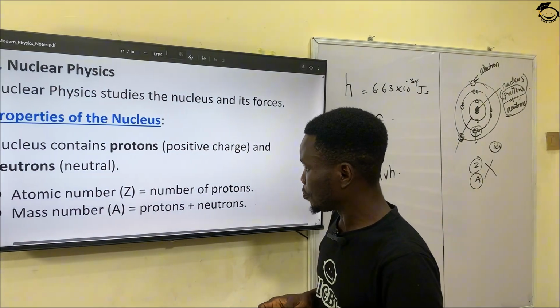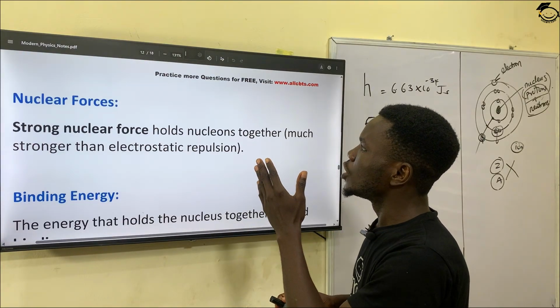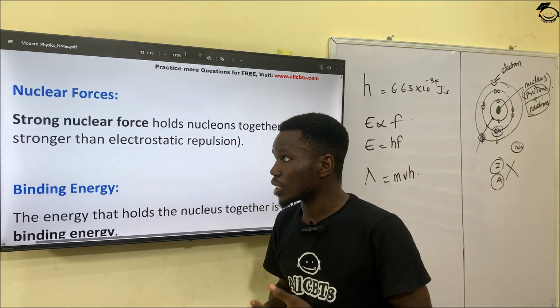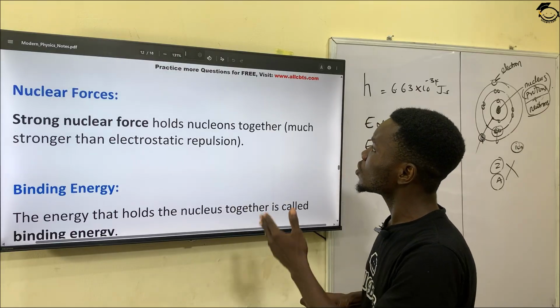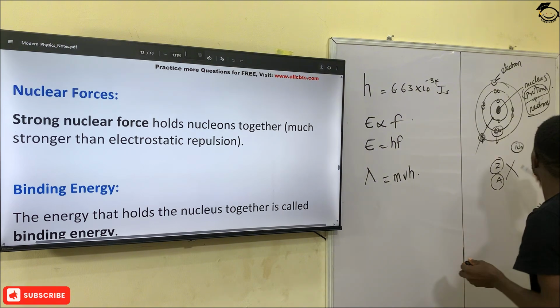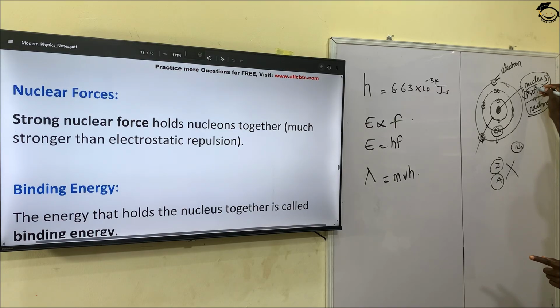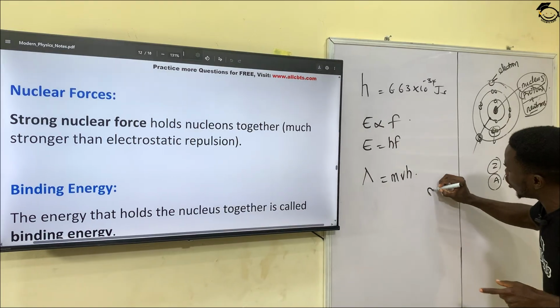Moving on from there, we have the nuclear forces. What are the nuclear forces? These are strong nuclear forces that hold nucleons together. Remember that we said these protons and neutrons are present inside the nucleus. So the protons and the neutrons are called nucleons.